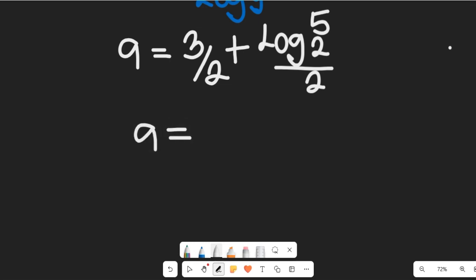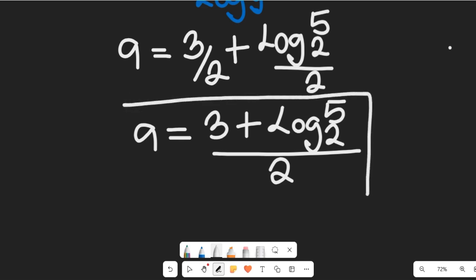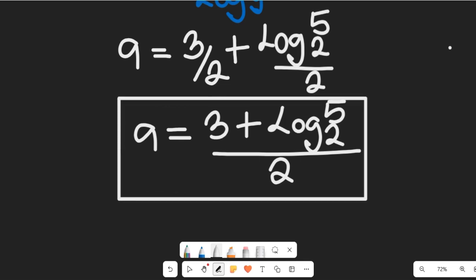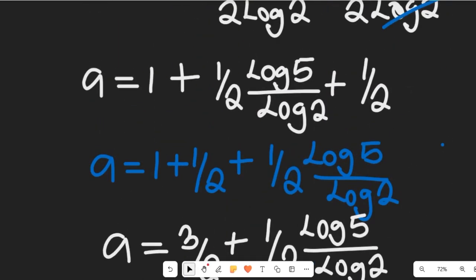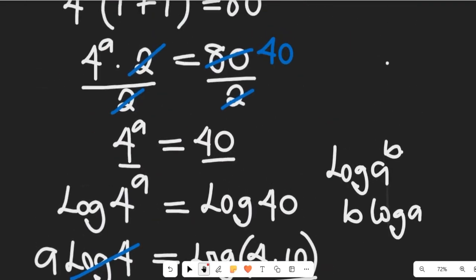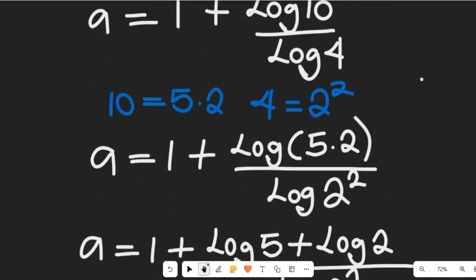Great. So in the next step, since they have one common base, I can simplify to have my A to be equal to 3 plus log of 5 base 2, all divided by 2. And that is the solution to this expression given to us up there. Now we're going to check to see if our solution is absolutely right. And what was the initial question given to us? We are given 4 to the power of A plus 4 to the power of A. Will it be equal to 80?